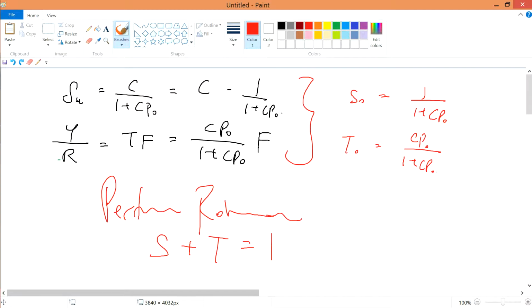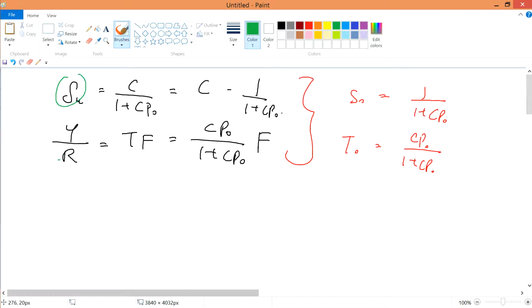Alright, so let's start. In the previous video, we know that the control sensitivity function is equal to C over 1 plus CP naught, where this is relating to the input to the plant. And it can be further identified as C times 1 over 1 plus CP naught, which is S naught. Where S naught is over here.